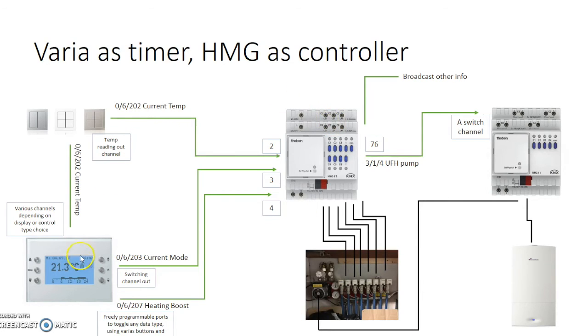And then the Varia over here, all it does is use this timeline here, and it flicks between the different modes. So here this is nighttime, and then it'll go to comfort here in the morning, and then it'll drop down to standby here, and then comfort again around lunchtime, and then back down to standby, and then in the evening it'll go up to comfort.